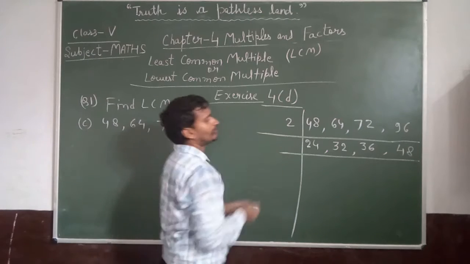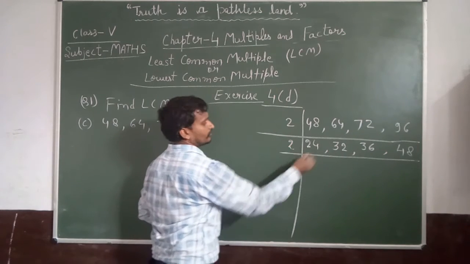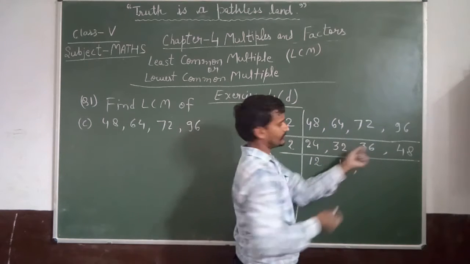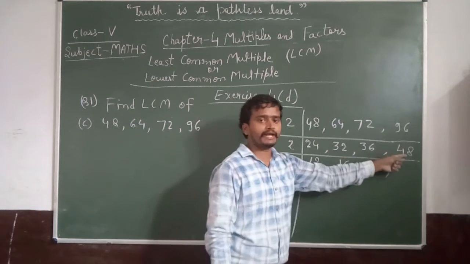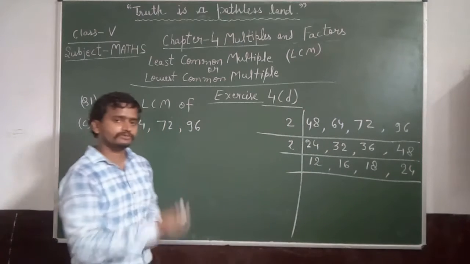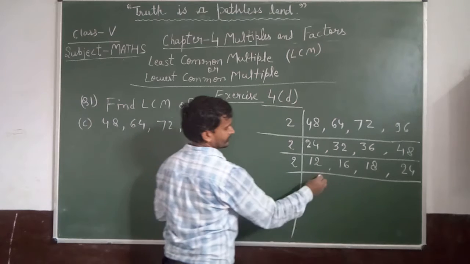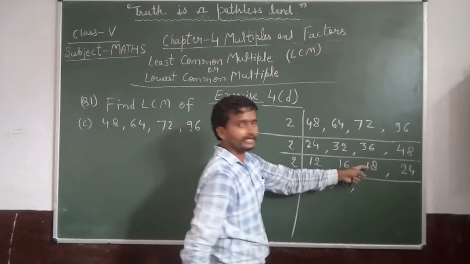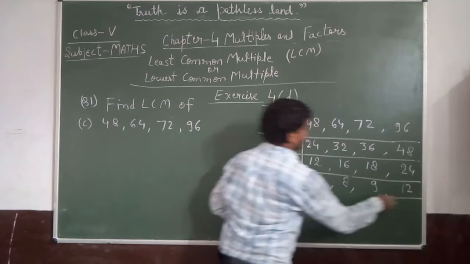Again by 2, because these are even numbers. Divide by 2. Here 12. Here 16. On dividing 36 by 2, we will get 18. On dividing 48 by 2, we will get 24. Next step, again these are even numbers. Divide by 2. Here 6. On dividing 16, we will get 8. On dividing 18, we will get 9. On dividing 24, we will get 12.